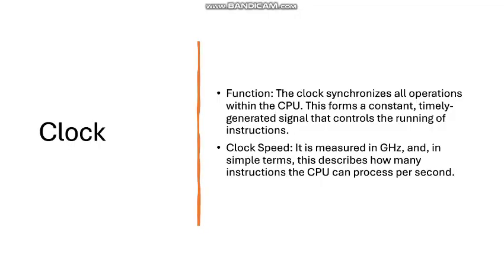Second one, clock. The function of the clock is to time all operations within the CPU. It forms a constant timely generated signal that controls the running of instructions. The clock speed is measured in gigahertz, and in simple terms, this describes how many instructions the CPU can process per second.